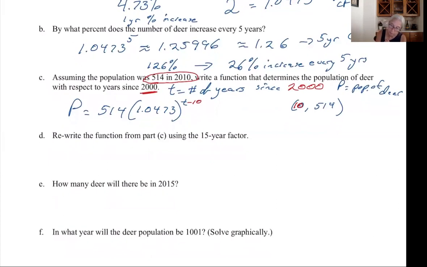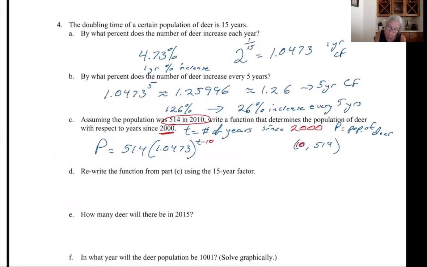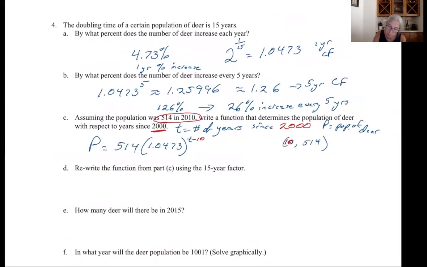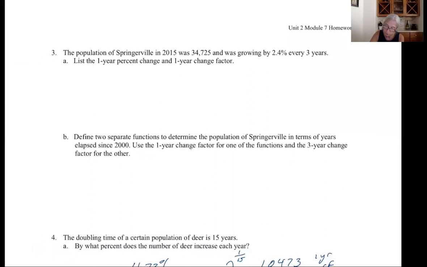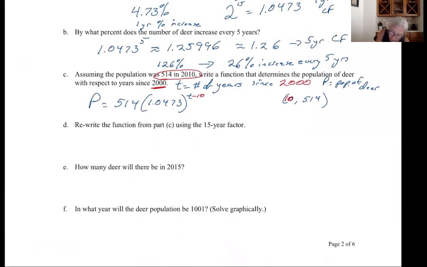So let's go on. Let's rewrite this function using the 15-year factor. Well, what did we say the 15-year factor was? Remember, the 15-year change factor, if you look over here, was 2. So if I rewrite it with that, I get P equals, I've got the same reference point, so the outputs part's not changing. It's this part here that's changing. I'm going to use 2 because that's my 15-year change factor.